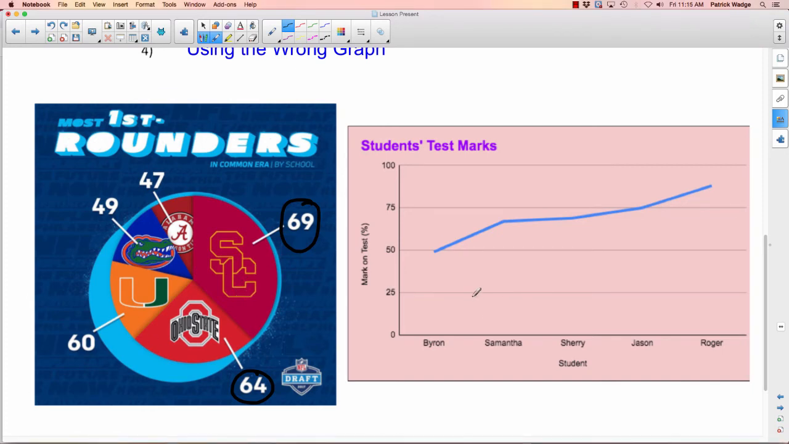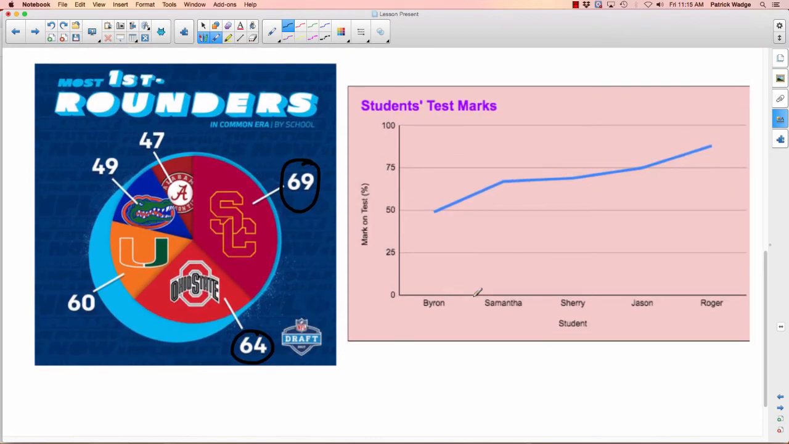Okay, this last one, I'll admit I made this one. So we've got students' test marks. And take a look. Oh, wow, I feel really good. The students' test marks are going up. It started below 50, and now it's way up in the 80s somewhere. Wow, that's great. What a good teacher.